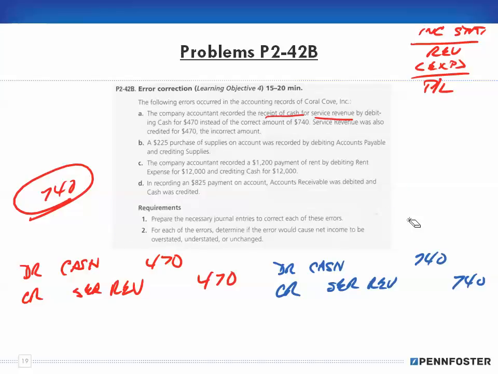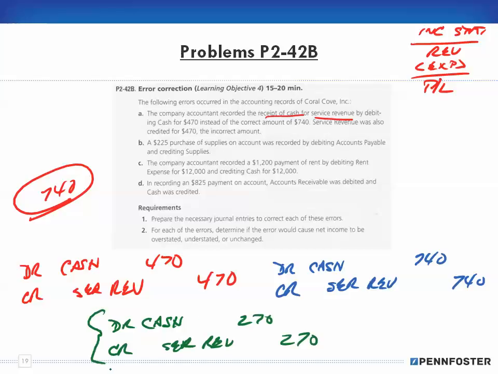Now, how do we make the correcting journal entry? Obviously it's the difference between the two. You could do this a couple of different ways. For example, here I have a debit of 470, but I need a debit of 740. The difference between the two is $270. That means I have to debit my cash $270 more. So I would debit my cash an additional $270, and I would credit my service revenue for $270, and that is my correcting journal entry.